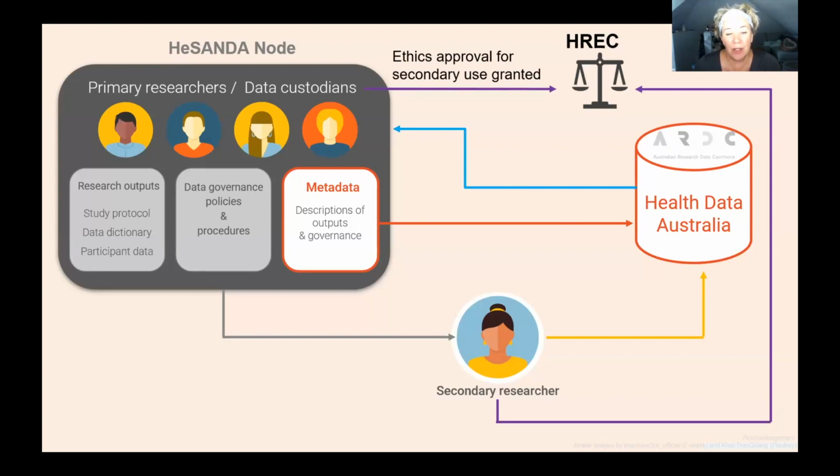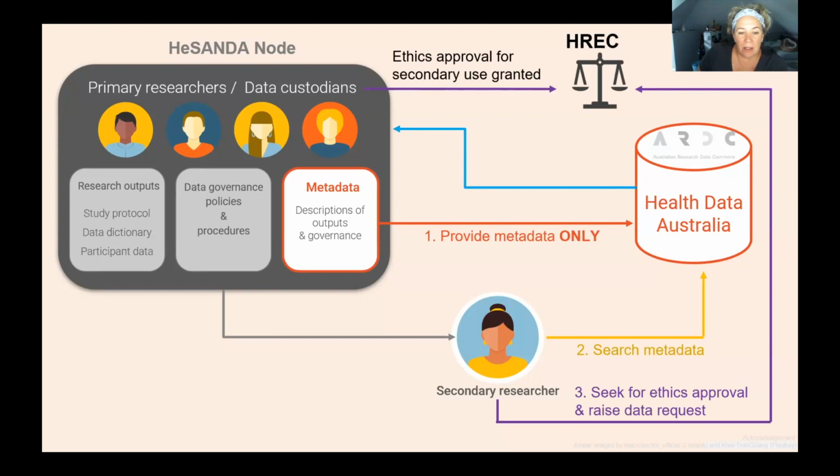And if they want to, they can then approach data custodians directly, facilitated through the HASANDA platform, to ask for access to the data. If the primary researchers consider that that's a worthy request, then they can seek ethical consent from the HREC that oversees the original data, and the secondary researcher will seek their own ethics for raising the request to access the data. And if the request is granted and that all goes ahead, only then will the data be shared.